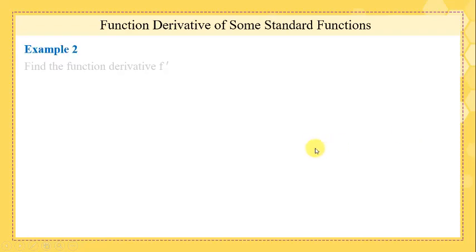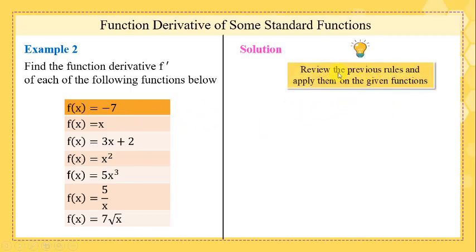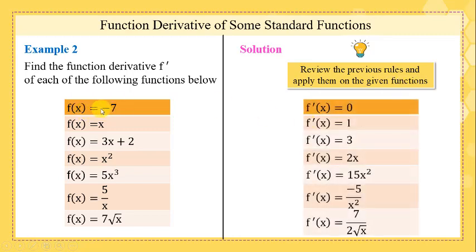Example. We want to find the derivative in the following cases. Of course, you should review the previous rules and apply them on the given functions. Look here. Minus 7 derivative is 0, x derivative is 1, 3x plus 2 derivative is 3, x squared the derivative is 2x, 5x cubed the derivative is 15x squared, 5 over x the derivative is minus 5 over x squared, and 7 radical x the derivative is 7 over 2 radical x. Simply the previous rules, review them.